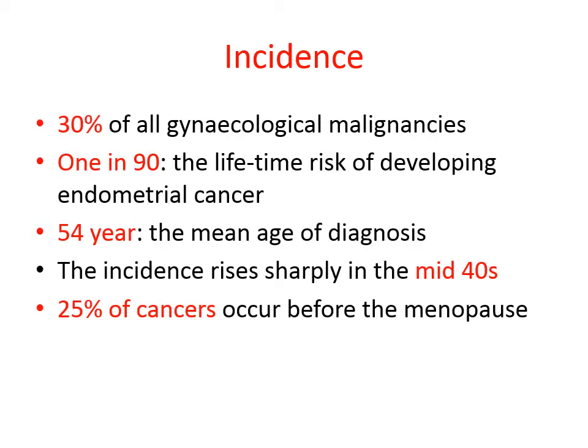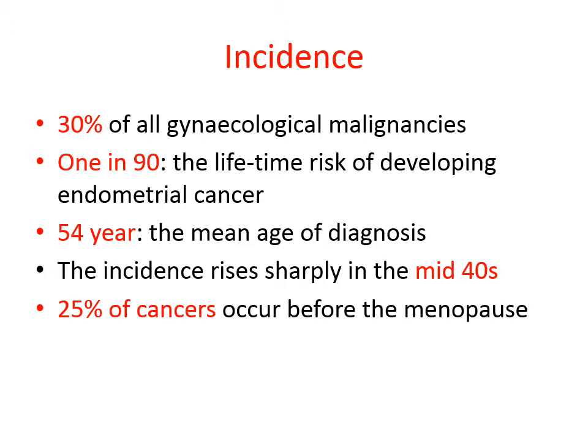What about the incidence? The incidence in general of malignant diseases affecting the uterus: it has been found that they account for about 30% of all gynecological malignancies, and any woman has a 1 in 90 chance of developing endometrial cancer throughout their life. So the lifetime risk of developing endometrial cancer is 1 in 90.